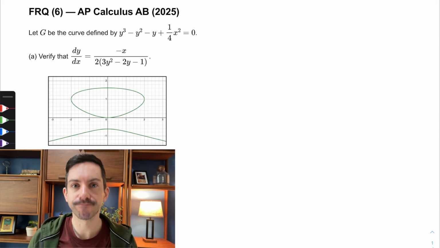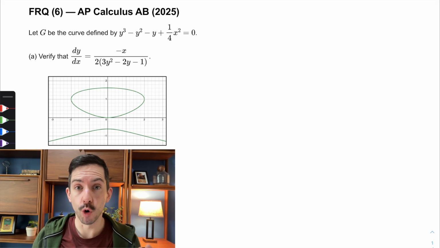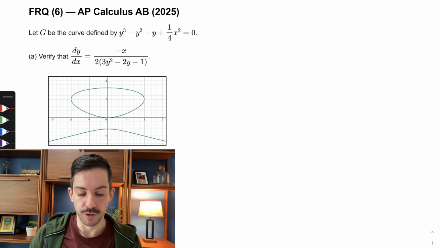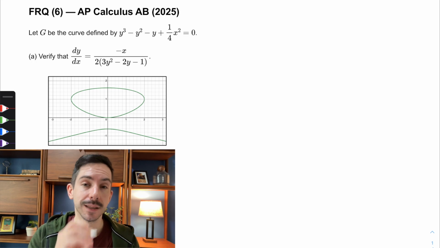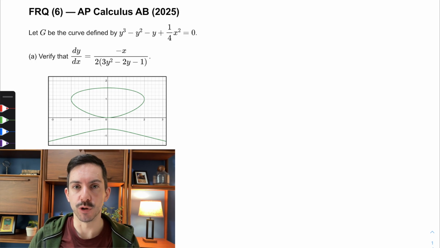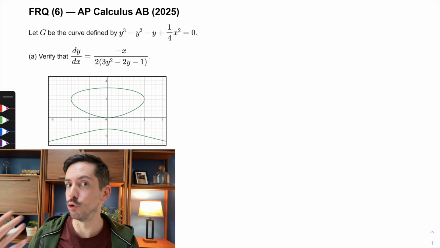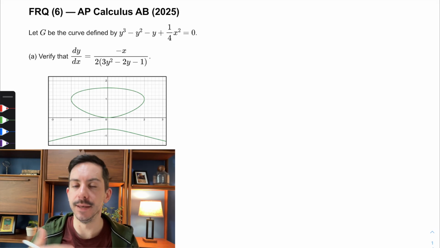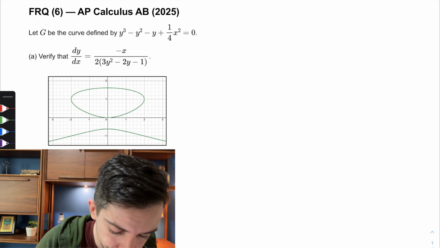So, pretty nice. In part A, they're asking us to basically find an expression for dy by dx for this curve. Now, they're asking us to verify it, so they're giving us what dy by dx is, because as we'll see in later parts, B and C, we are going to work with that equation. So they don't want to penalize us if in part A we're not able to actually calculate dy by dx. We can still use it to figure out slopes of tangents, that sort of thing, in later parts. But for now, they're asking us to actually try to find it.